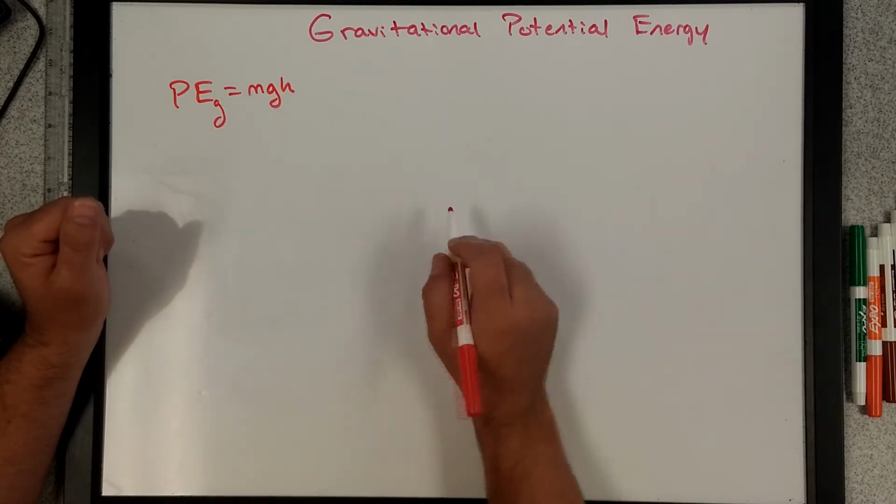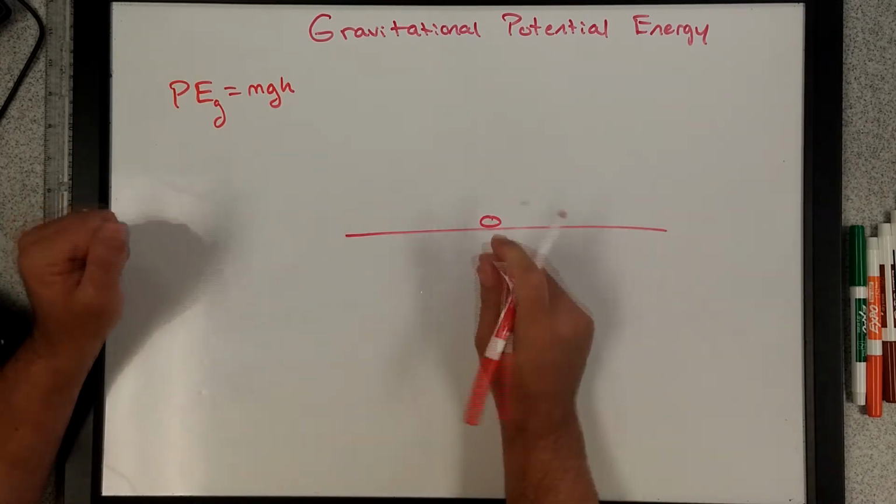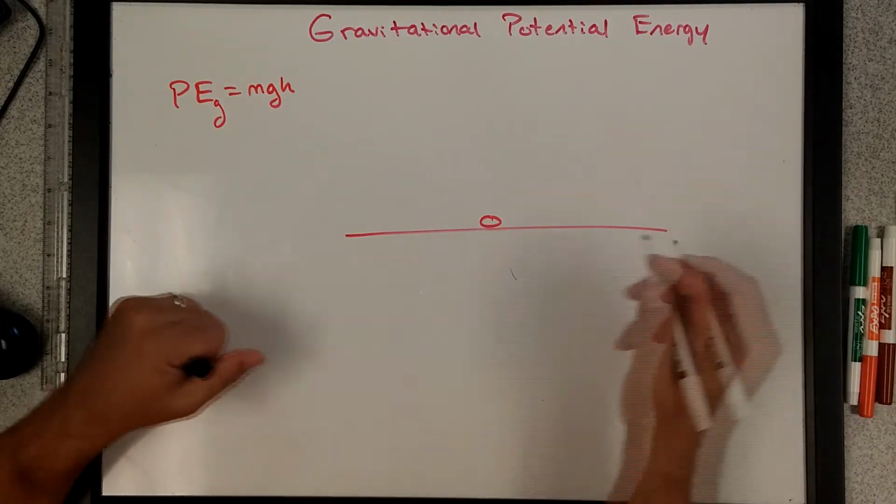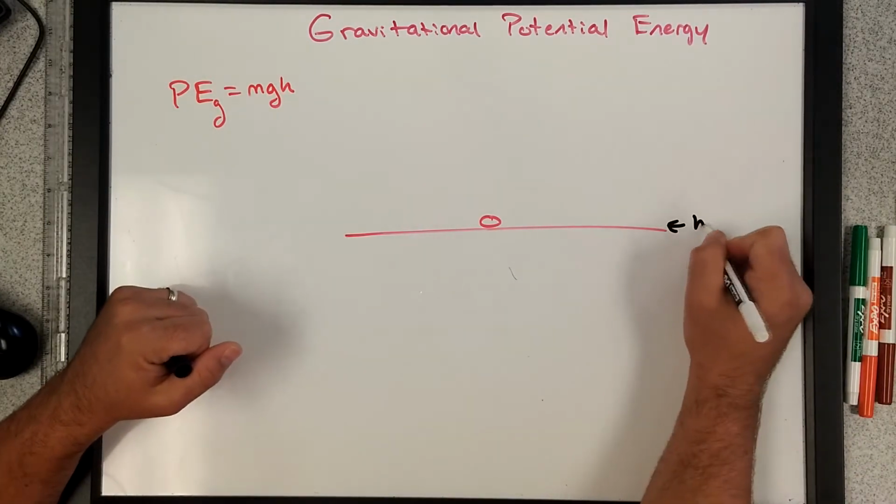Now, let's use a scenario where I have the ground level and an object at the ground level, and I'm going to take that object and lift it up to a higher spot. So here, h is 0.